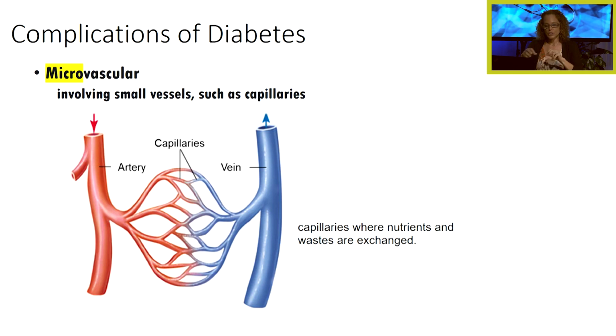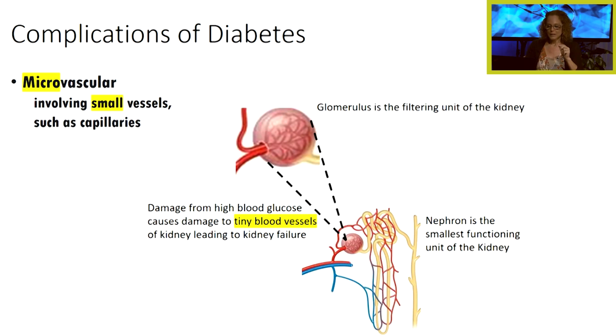That exchange takes place. So if we look at an example of a microvascular complication, we can see here this is a nephron, this picture on the bottom with these really interesting squiggly lines. We're going to talk about what a nephron does in a later lecture, but what I want to focus on here is that the nephron is the smallest functioning unit of the kidney.